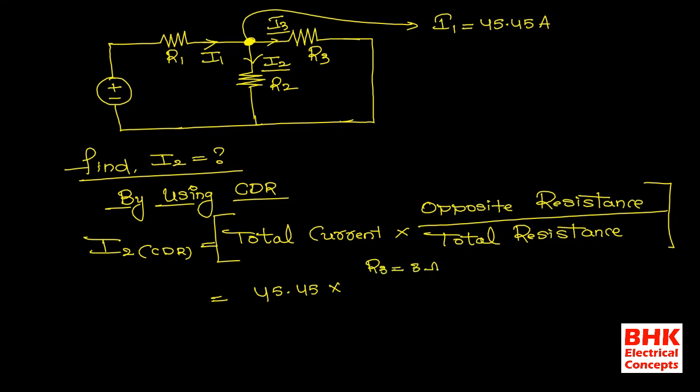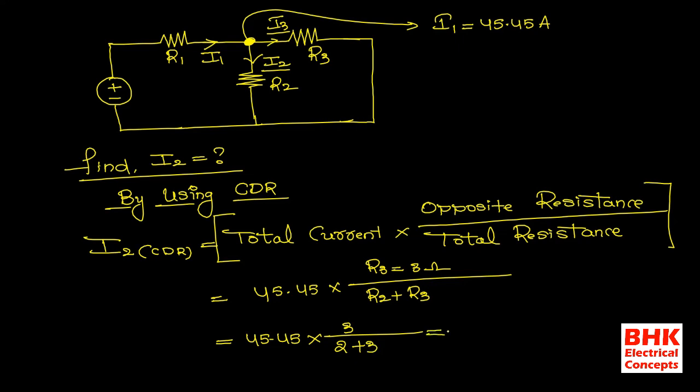Now we know R3 is 3 ohms, divided by total resistance. Total resistance means we need to consider the resistances only of the branches through which the divided current is flowing. So R2 plus R3, we need to add these two directly. So here, 45.45 into 3 divided by 2 plus 3.